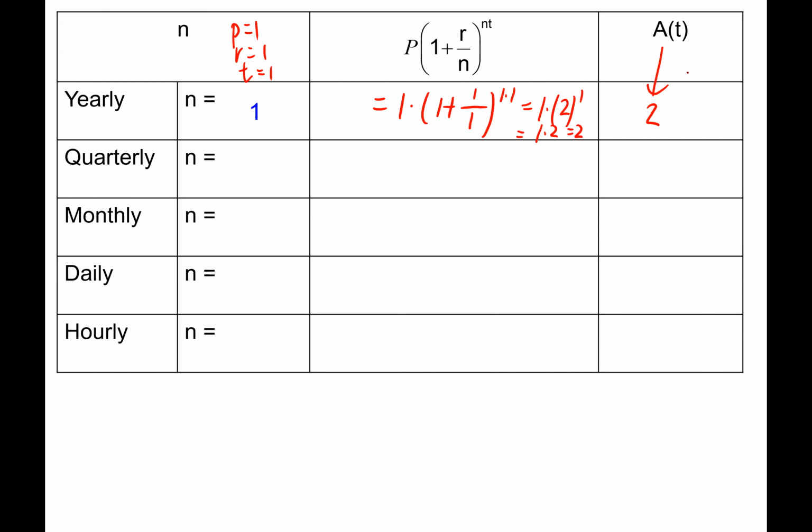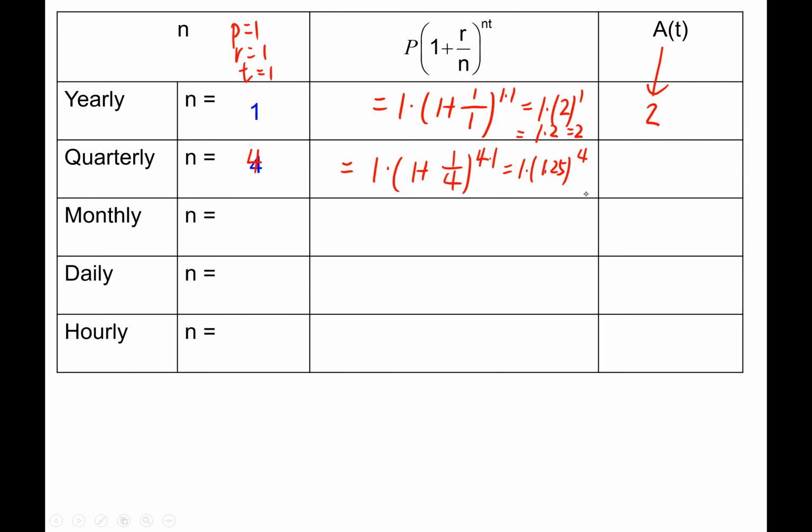And if it is compounded quarterly, that means n equals 4. All right, so let's try that. Here, principal is 1 times 1 plus, now compounding here is 4, so 1 over 4, a quarter, right? And n is 4 times 1. So this is basically 1 times 1.25 raised to the 4th power.